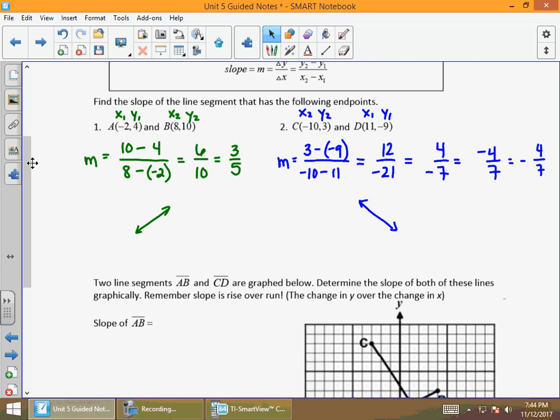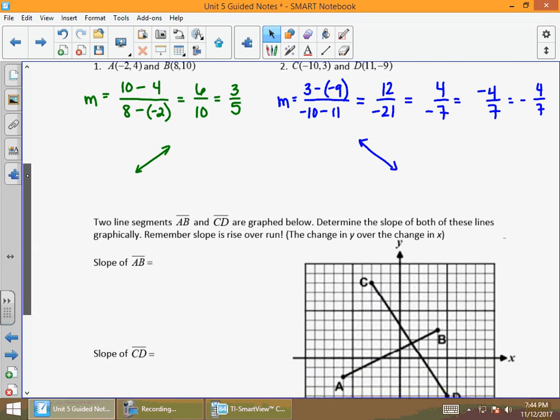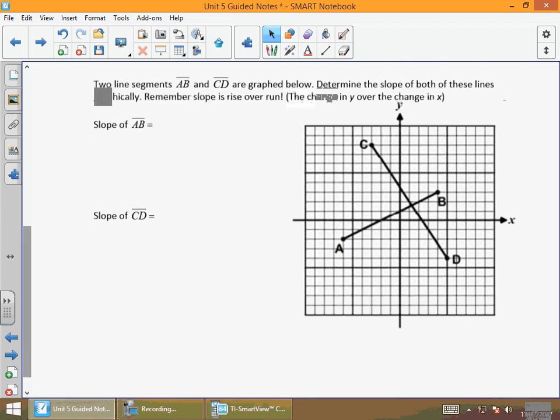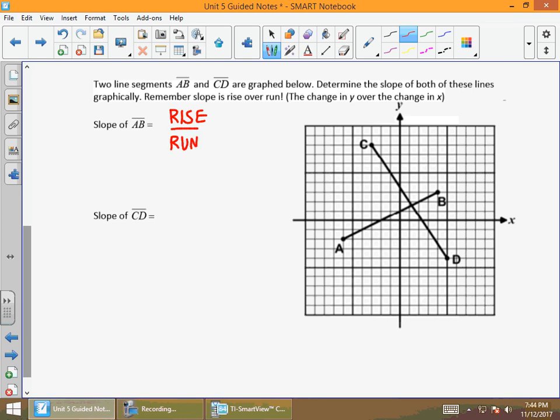All right, that's what I do if I have 2 points. All right, rise over run, y2 minus y1 over x2 minus x1. If I have a graph, graphs are even easier. Because here, I am just going to think, what is my rise? What is my run? I'll start at A, I'll end at B. So, from A to B, I have to rise. Oh, that is not pretty.